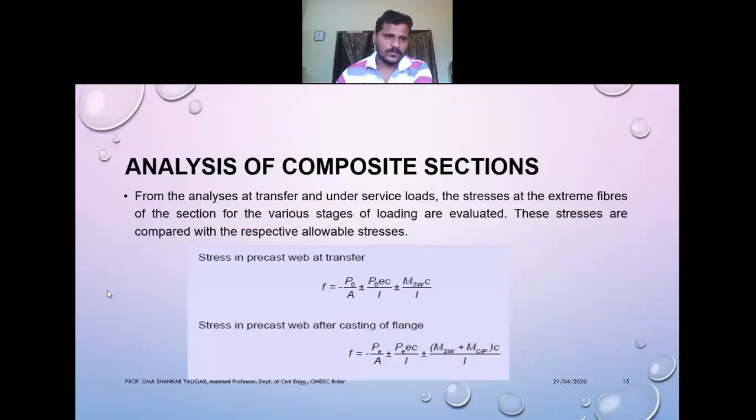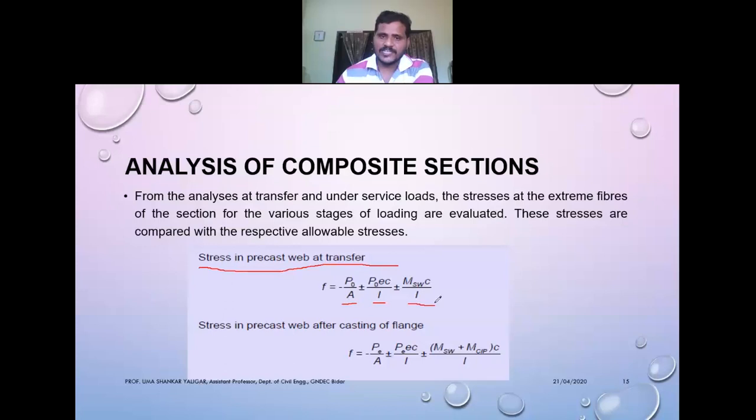Now here, stress in the precast web after transfer. Stress in precast web after transfer means you have only the pre-stress due to the initial pre-stressing, and because of this initial pre-stressing eccentricity, you will get the stress due to the eccentricity, and this is due to the moment due to the self weight of the precast member.